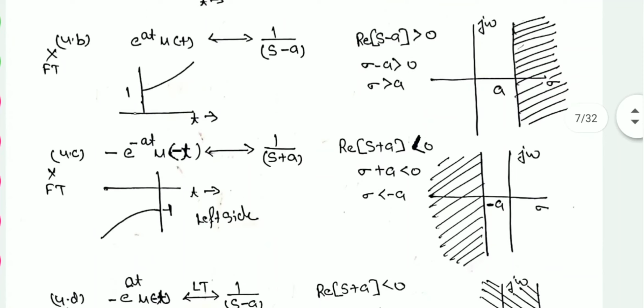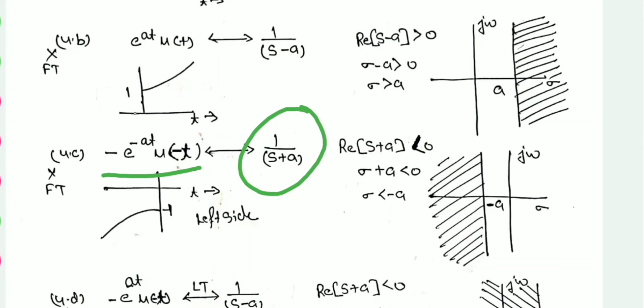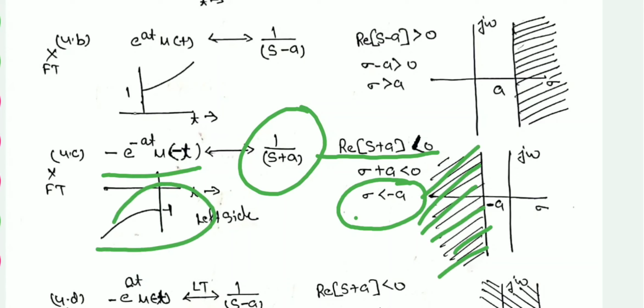Then the Laplace transform of e to the power minus at u(t) and e to the power minus at u(minus t) is the same, and it is 1 upon s plus a. But the difference is only in the ROC. The ROC here is less than 0, and it is defined when sigma is less than minus a, and the ROC is left sided. Because the signal is left sided, the ROC is also left sided.